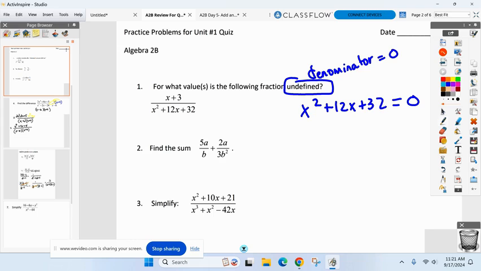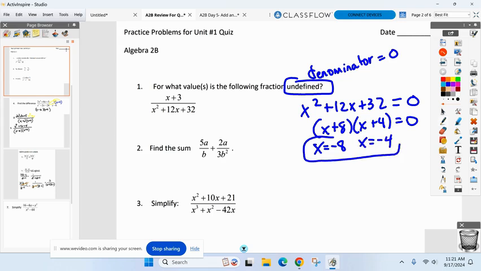What do you want to factor it into? Because factoring's always involved. 8 and 4. Okay, and this is where you take it one more step and tell me what x has to be equal to. x equals -8, that could make it equal to 0 if I plugged it in, or -4. So you get two answers out.